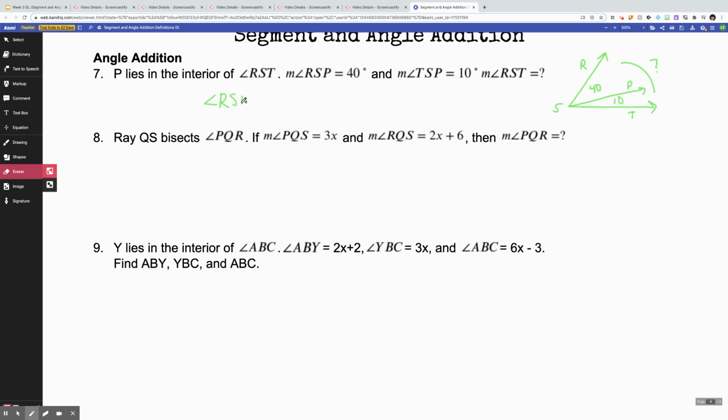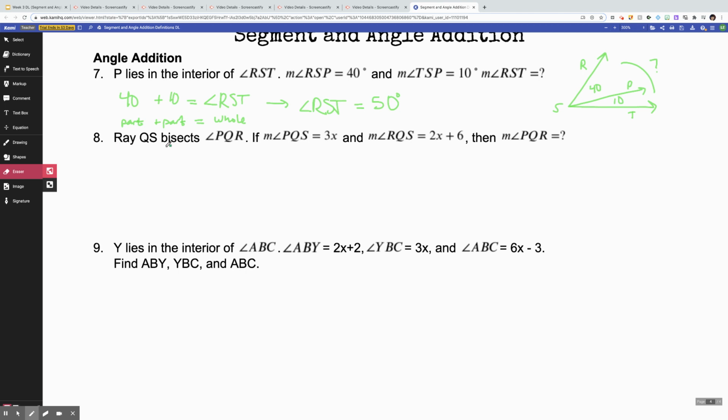So angle RST, that's the whole. And then I have my two parts. RSP is 40. Right, that's one part, plus my other part, 10, has to equal the whole thing. Part plus part equals whole. Okay, so this one's just some simple addition. Angle RST is 50 degrees. Right, simple as that. Okay, all right, let's take a look at number 8.